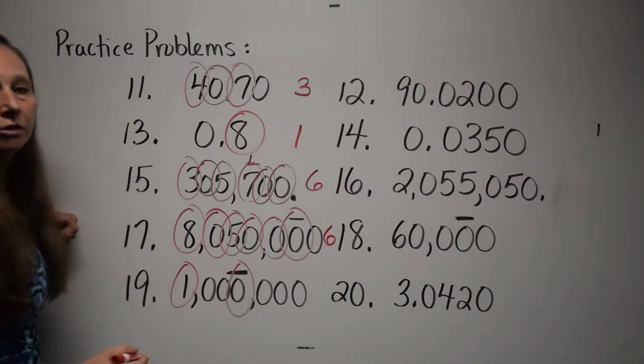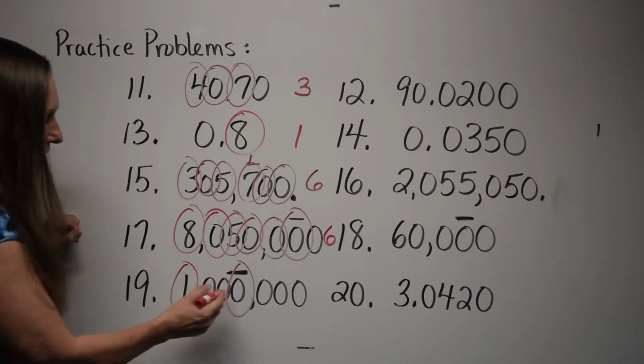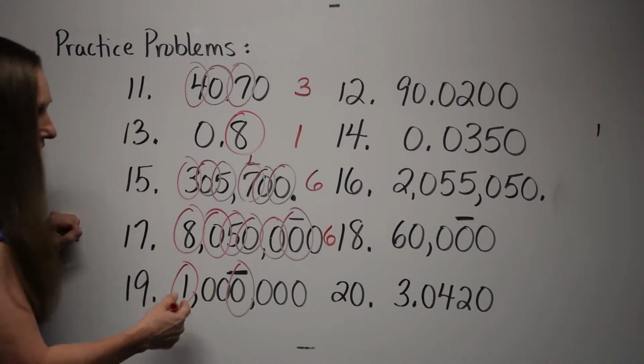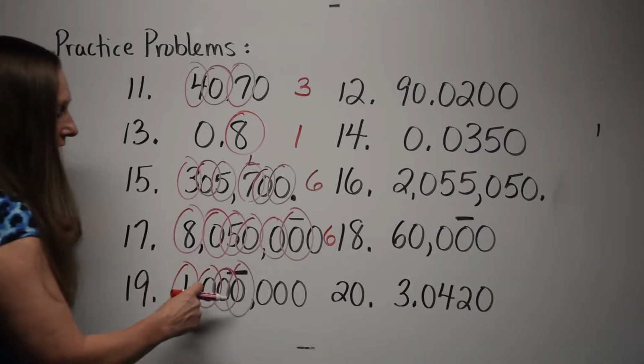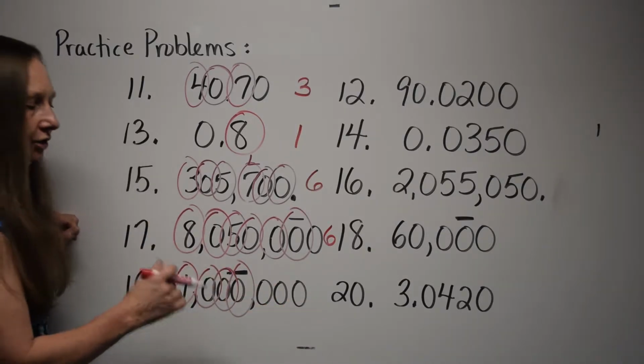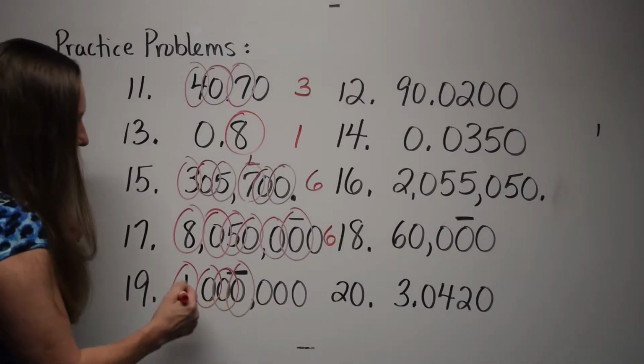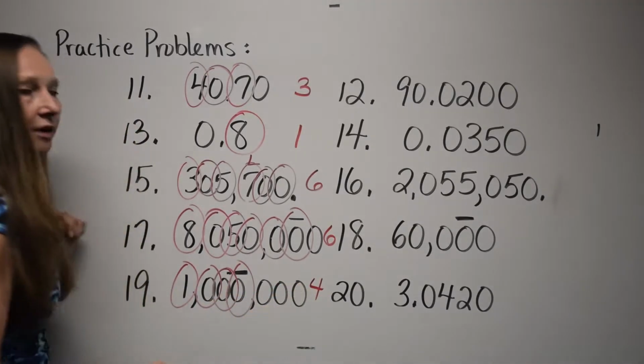Non-zeros and dashed zeros are significant. Zeros between non-zeros or dashed zeros are significant. So these two are significant. Zeros before, there are none. Zeros after are only significant if there's a decimal. No decimal. You've got four significant figures here.